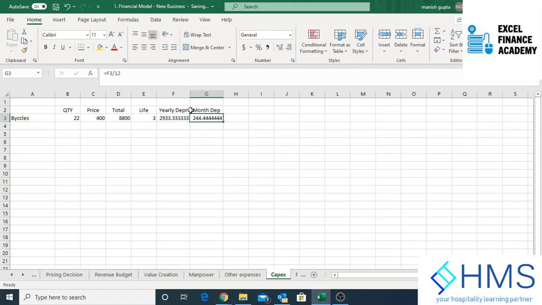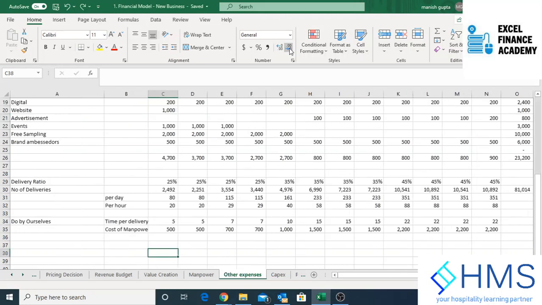So why do we need to do that? Because we need to charge this into our profit and loss statement. And if some asset's life is 5 years, then the depreciation will also definitely reduce. But we assume bicycles to have a life cycle of only 3 years maximum, or maybe 2 years, but let's keep it for 3 years. Now this is the first choice, right? So this is the first choice.